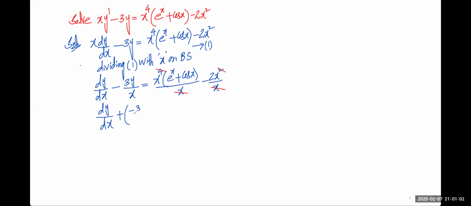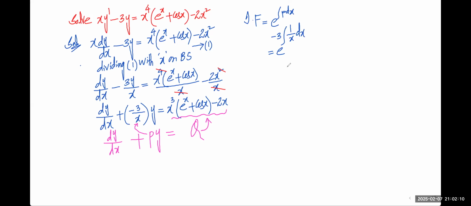e power integral p dx, because we are doing the original form. The p value is minus 3 by x. Let me take minus 3 outside, integral of 1 by x dx, which is equal to e to the power of minus 3 as it is; integral of 1 by x is log x. See, the same formulas repeat again and again: log x, x power n, e power x. We cannot bring any new formula from anywhere. Log x power n is n log x, and e and log vanish, we get x to the power of minus 3, which is equal to 1 by x cube, our integrating factor.